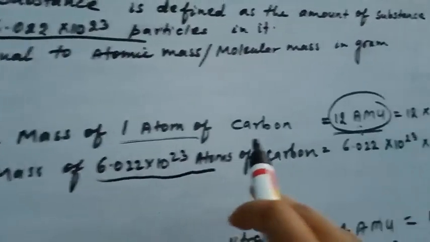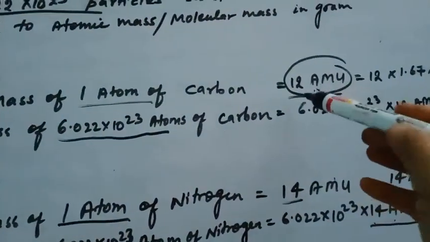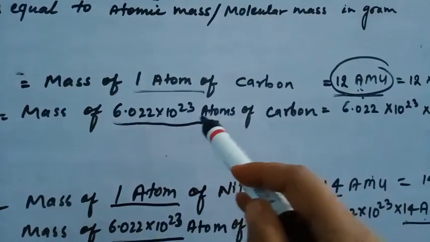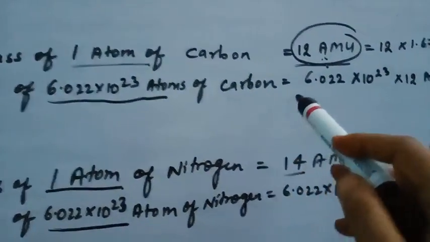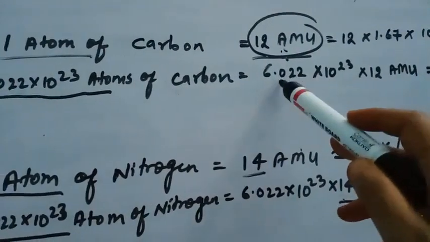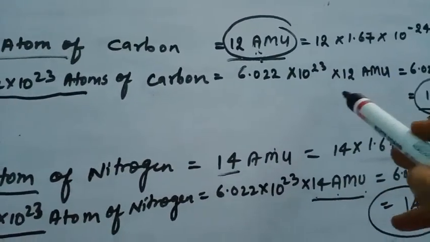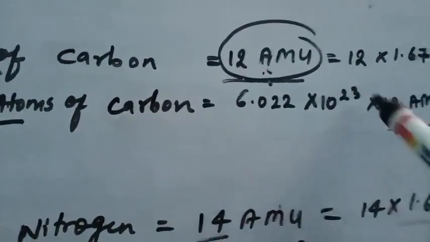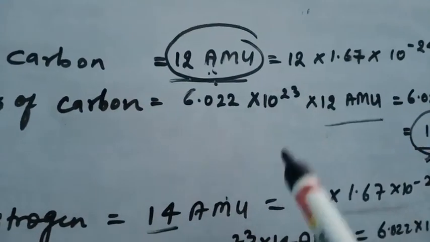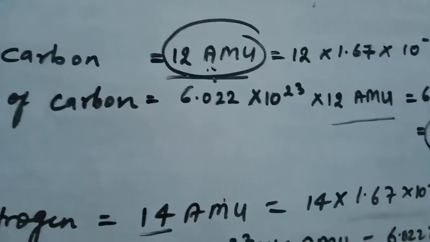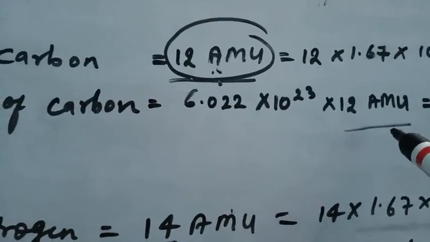So here the mass of 1 atom of carbon is how much? 12 amu. So mass of 6.022 into 10 to the power 23 atoms of carbon, that is 1 mole of carbon, we will get by multiplying 6.022 into 10 to the power 23 into 12 amu. Okay, because 12 amu is the mass of 1 atom of carbon. So if we are calculating the mass of all the 6.022 into 10 to the power 23 atoms, we have to multiply it with 12 amu. Okay, so in grams, how will we do it in grams?